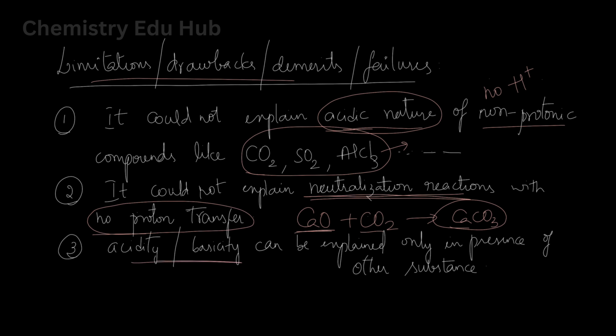And the acidity and basicity strength is explained only in the presence of another substance. That means, based on the tendency of the other substance only, we can tell if it is a strong acid or a strong base. But when there is no other substance, you cannot talk about the acidity or basicity. So these are the drawbacks of Bronsted theory.